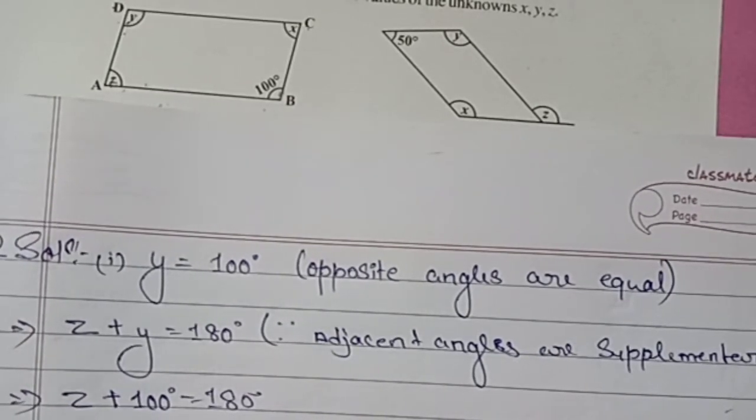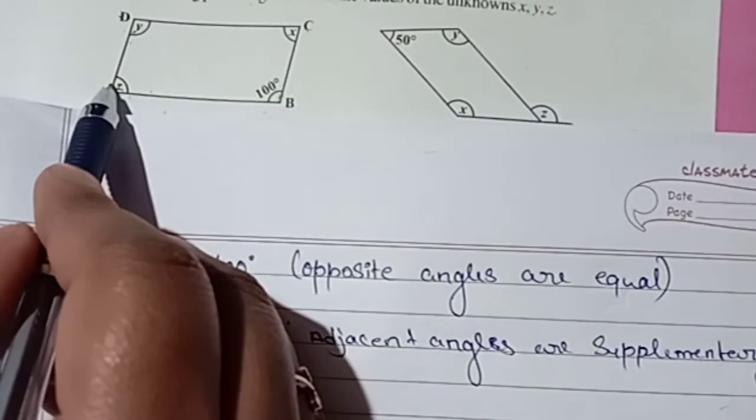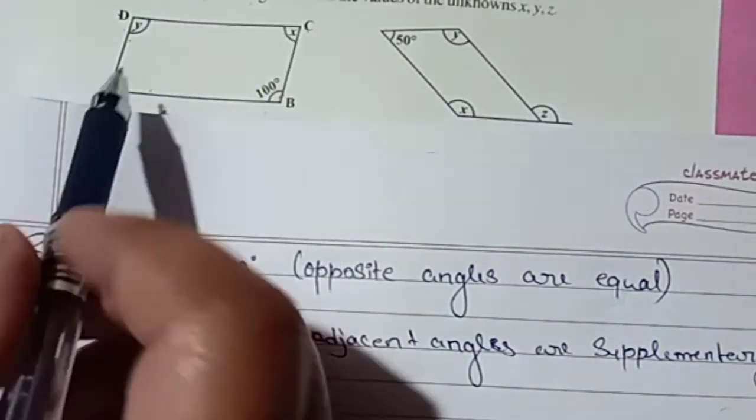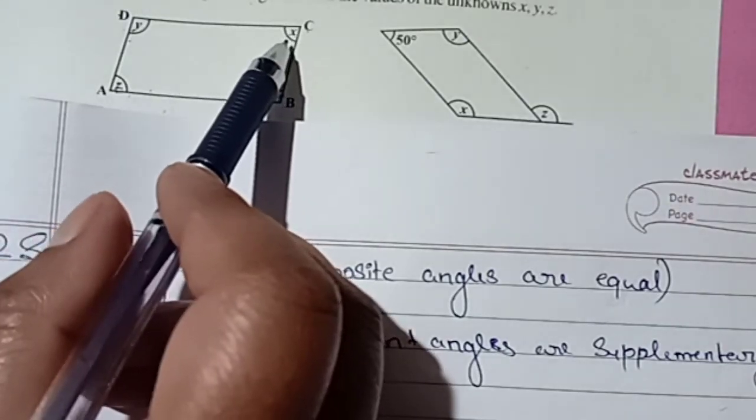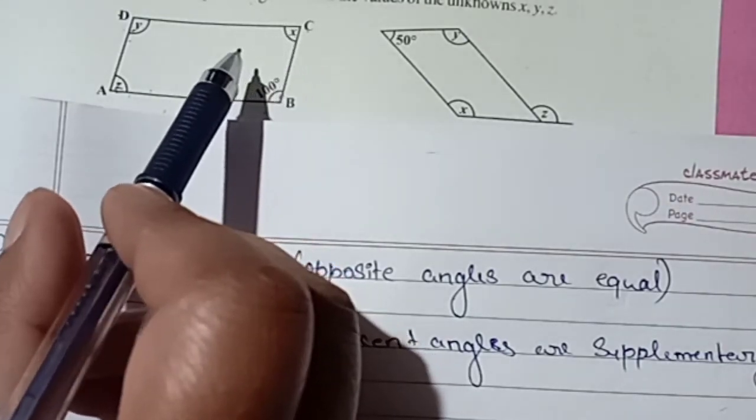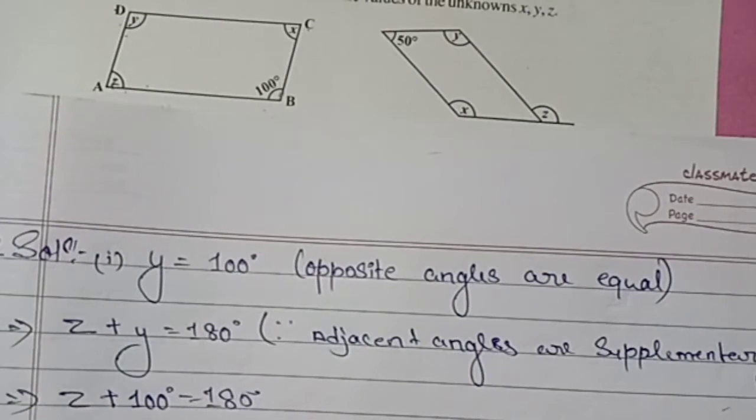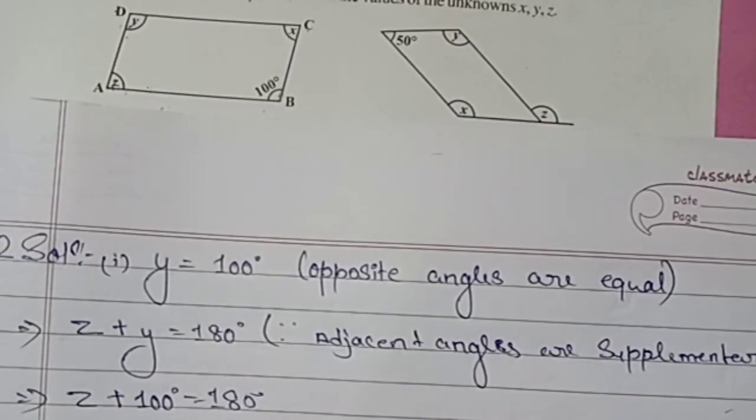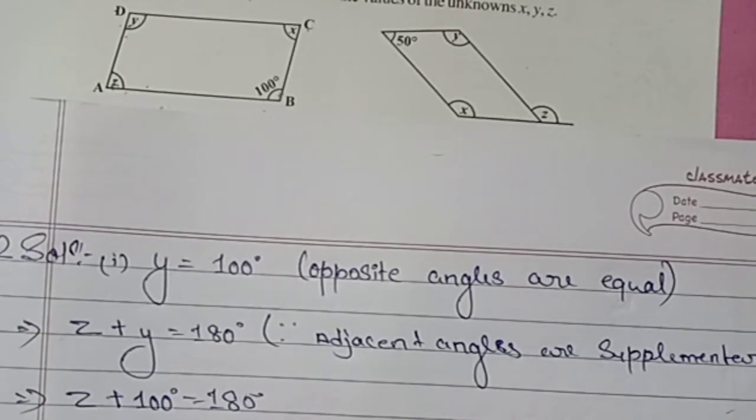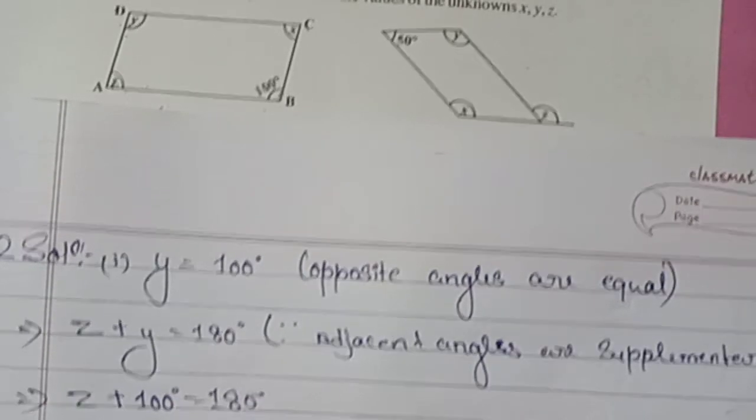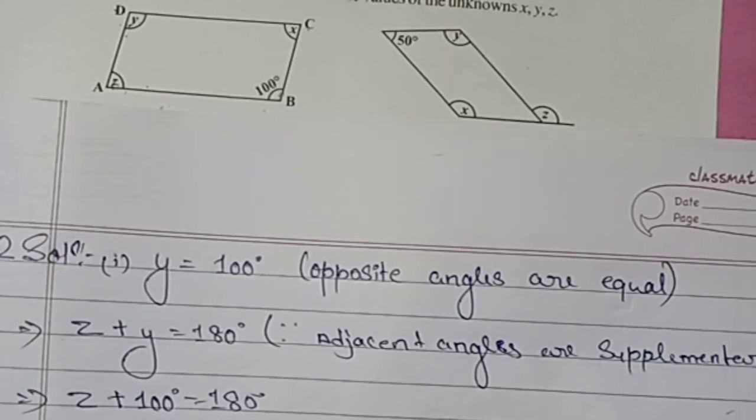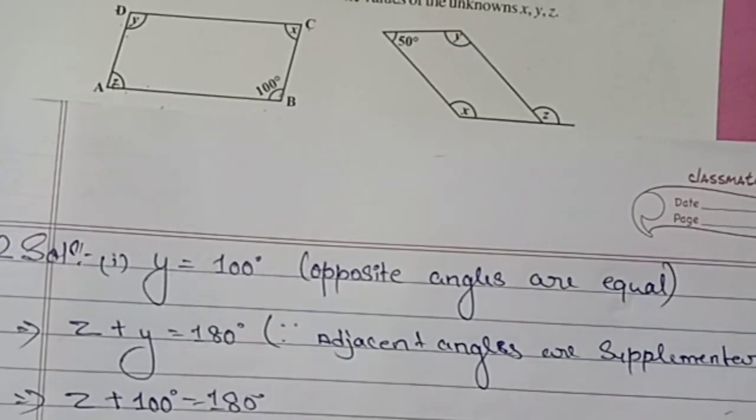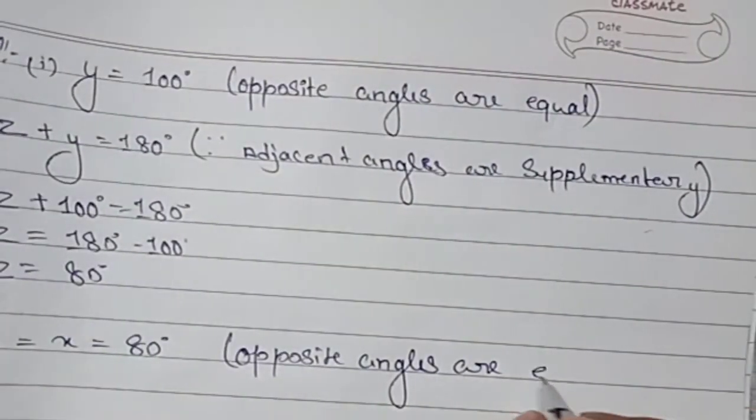How? Z will be equal to X, which means angle A is equal to angle C. Why? Opposite angles are equal. So Z is equal to angle X, which will be equal to 80 degree, since opposite angles are equal.